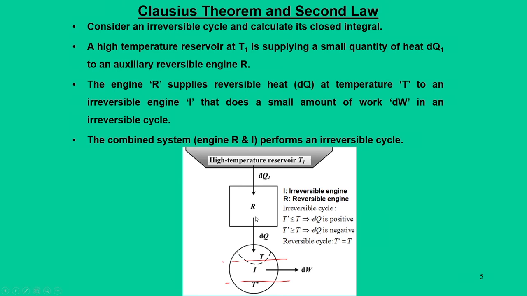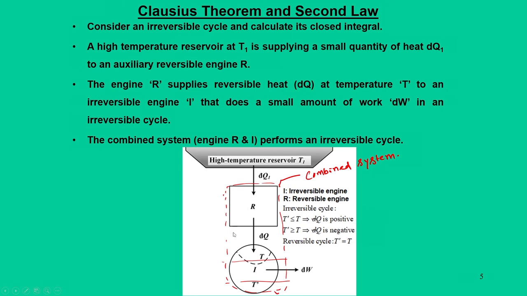So, essentially, in the entire combined system, the reversible engine I R receives dQ1 amount of heat from a high temperature source at T1, and it rejects dQ amount of heat to the irreversible engine, and side by side it produces dW amount of work. So, if you consider this reversible and irreversible engine together, this entire thing is the combined system. This combined system consists of the reversible engine as well as the irreversible engine.